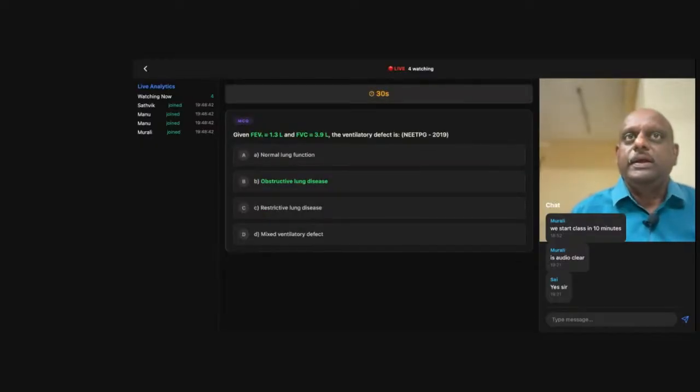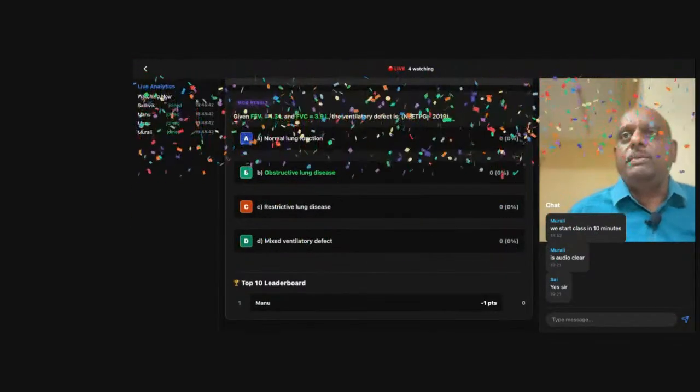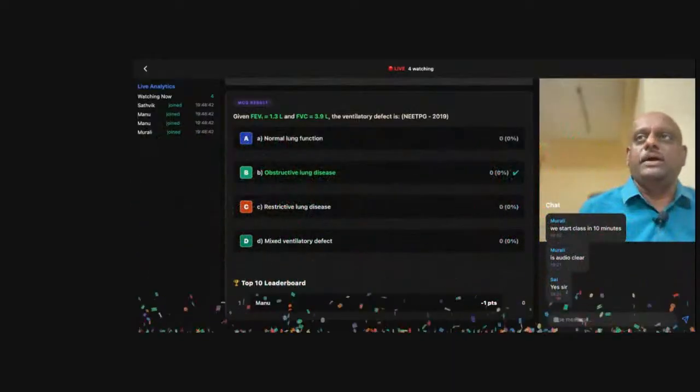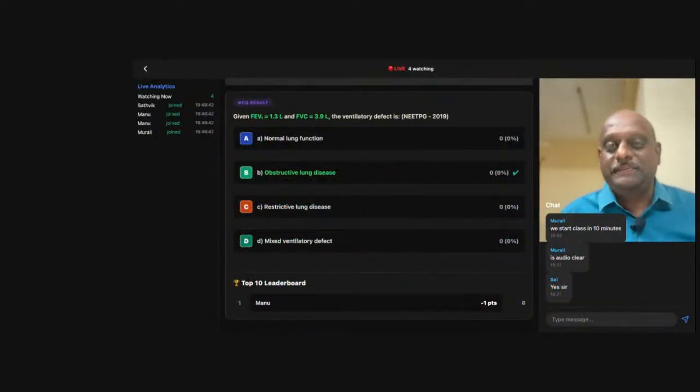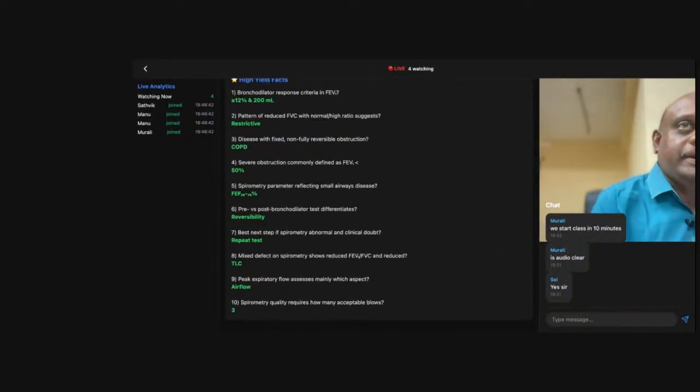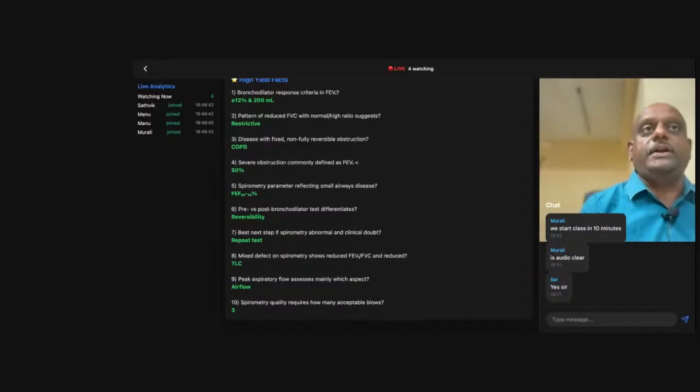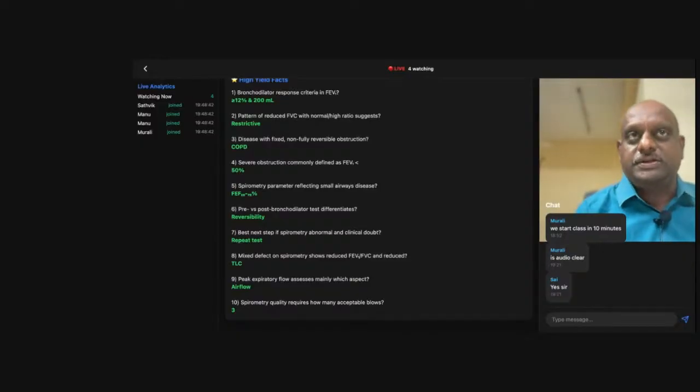Now, whenever FEV1 is 1.3 liters and FVC is 3.9 liters, what is the ventilatory defect? Is it restrictive or obstructive? So we need to remember it is the obstructive lung disease. So we need to know the differences between restrictive and obstructive lung disease.